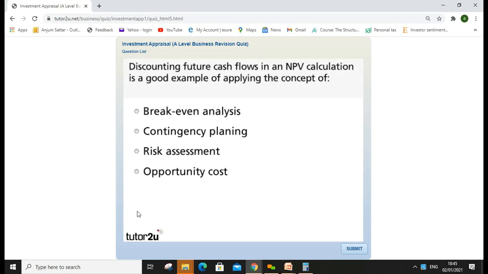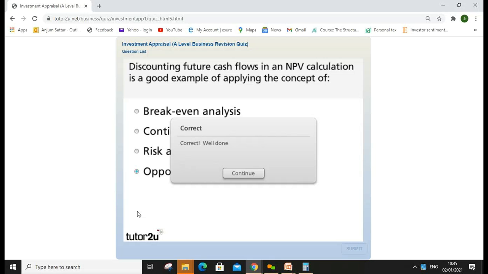NPV is the net present value, which calculates the real value of money. Well done, it is correct.